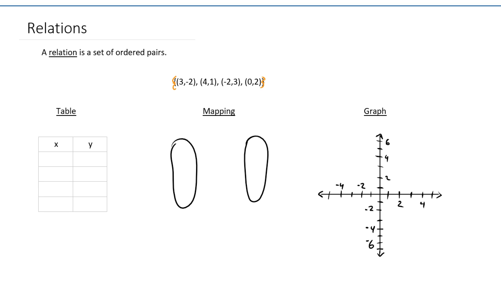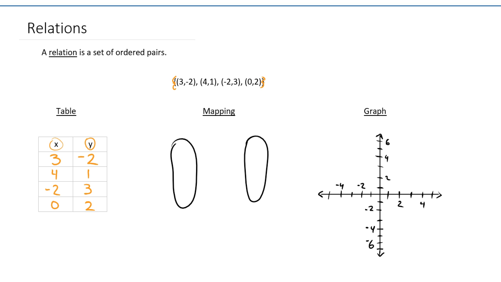We can look at it in terms of a table. So let's start with that one. We have an ordered pair of (3, -2). So we just put it in. Our x's are in a column and our y's are in a column. We have a coordinate of (4, 1). We have a coordinate of (-2, 3). And we have a coordinate of (0, 2). So we could represent it in a table, and we could use this to graph points. We could use it just to look at the information, that kind of thing.